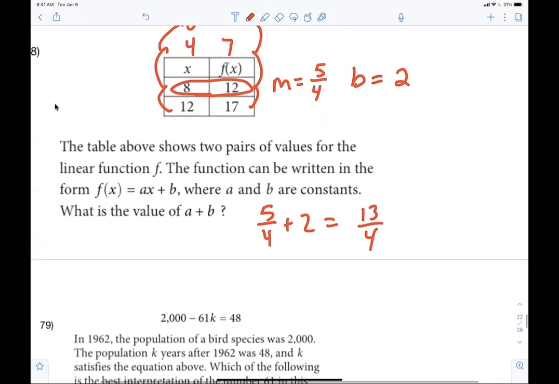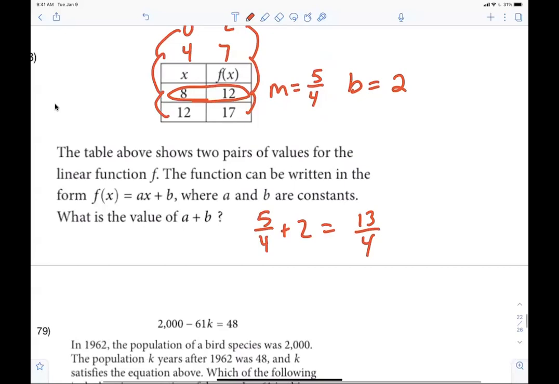Now, of course, if you wanted to, you could have said, let's just use point slope form and say y minus 12 equals 5/4 times x minus 8 and go from there and convert it to y equals mx plus b. I also taught you last year how to use your calculator. So we're going to practice using the calculator right now.